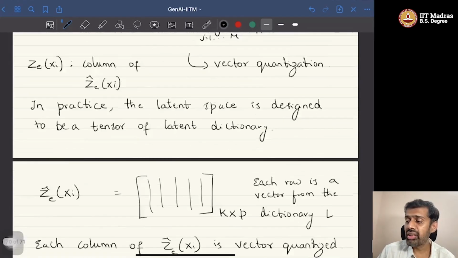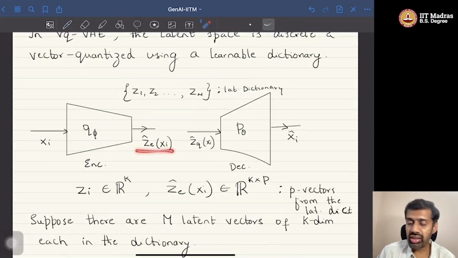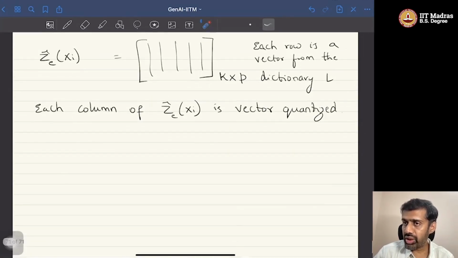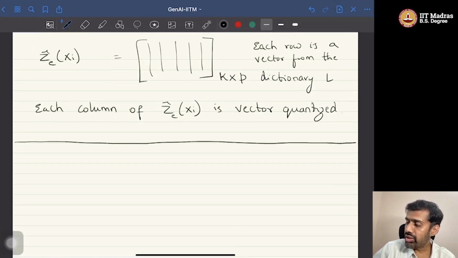So why should this be done? Because if you take only a single vector as the output of the encoder, that may not be representative enough for data sets like images and so on. Therefore, in practice, this is made to be of dimension k cross p, where each column is one vector from the latent dictionary, which is vector quantized. Now, this is the design of a VQ-VAE. How do we train a VQ-VAE? It is trained very similar to a VAE with the ELBO cost. So let's look at training a VQ-VAE.